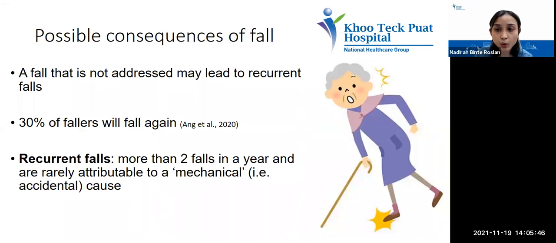It is important to know that a fall that is not addressed may lead to recurrent falls. It was found that 30% of fallers will fall again. Recurrent falls are defined as more than 2 falls in a year and are rarely attributable to mechanical cause or rather accidental cause. This means that the elderly usually fall due to a medical problem or risk factors that are modifiable.